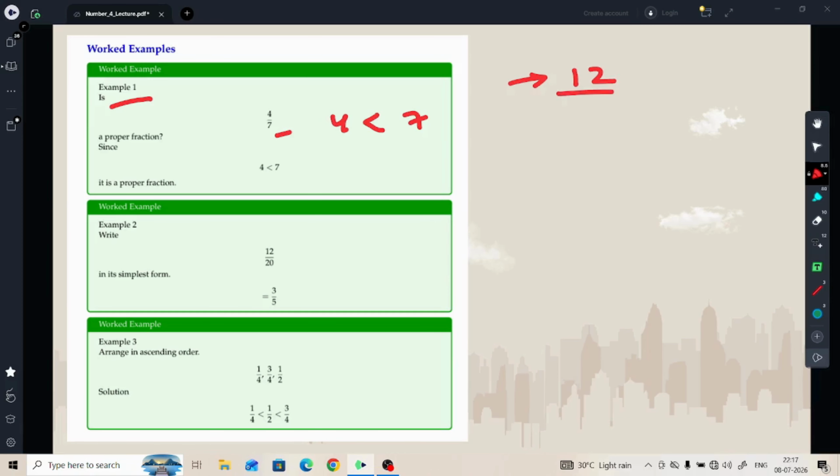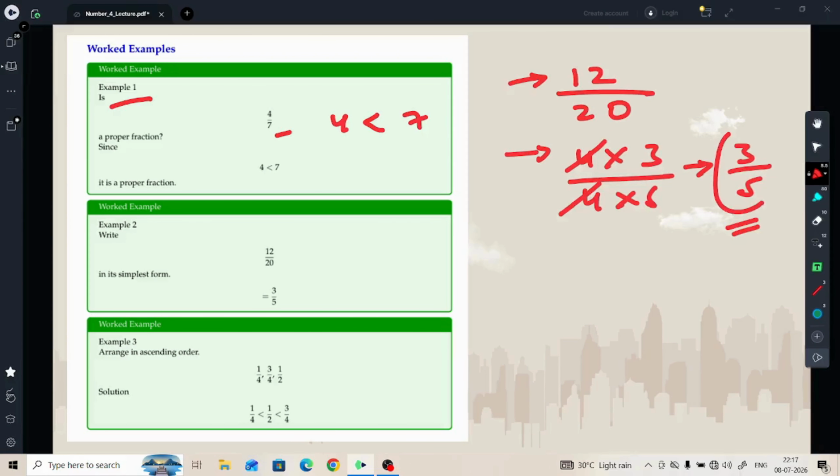Just like if we are having 12 by 20. So we can see that if we try to write 12 as 4 times 3 and if we try to write 20 as 4 times 5, so this 4 and 4 can cancel out and we are left with only 3 by 5. So this 3 by 5 doesn't have any other common factor. So we can say that this 3 by 5 is our simplest form of the fraction. So like that, it can go on.